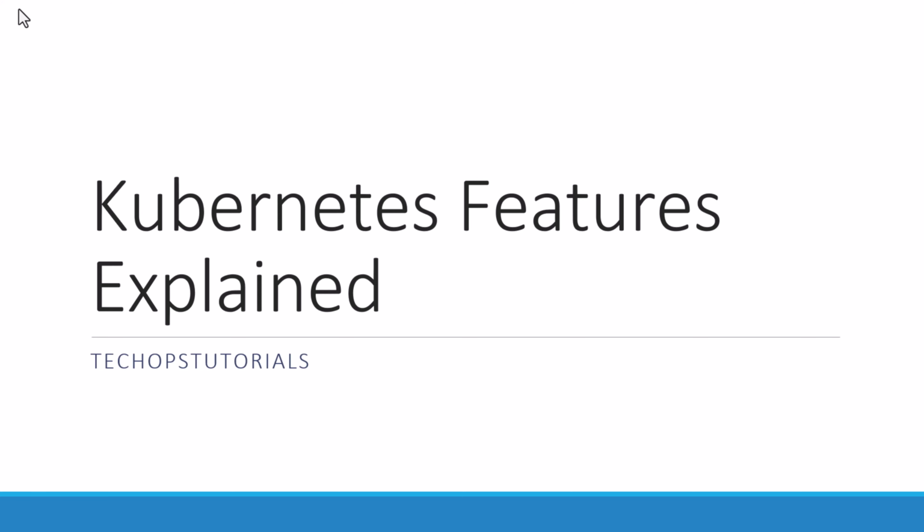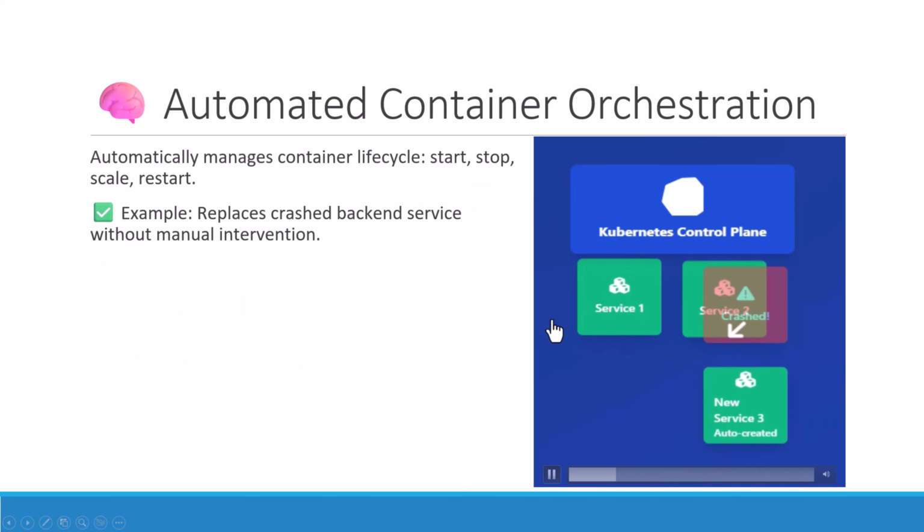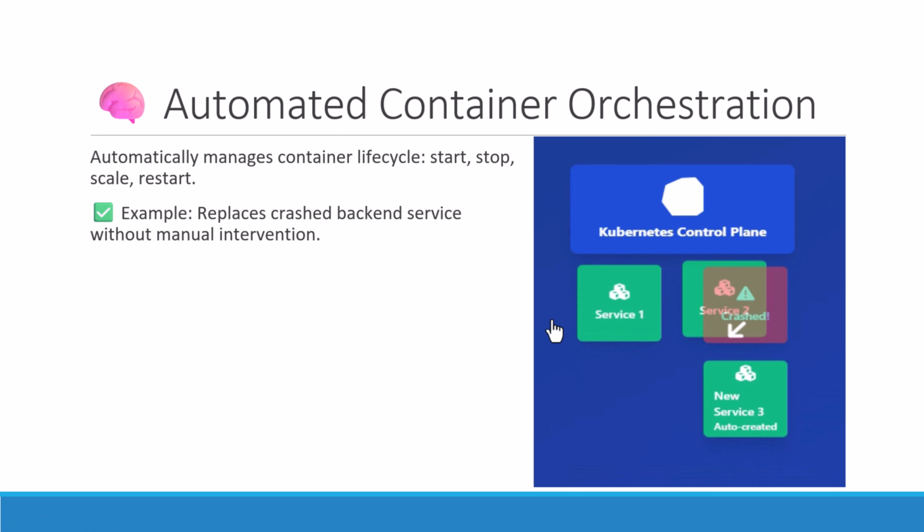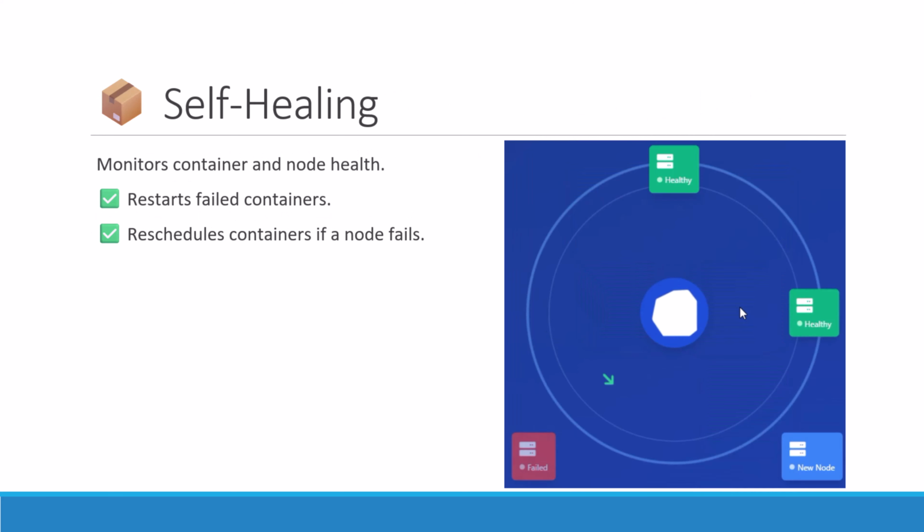So let's get started. Kubernetes can automatically manage your containers from starting them, stopping them, scaling them, and restarting them if something crashes. For example, imagine you are running a web application with three backend services. If one crashes, Kubernetes notices it and spins up a new one to replace it. You don't have to do anything. This means less manual work and more uptime.